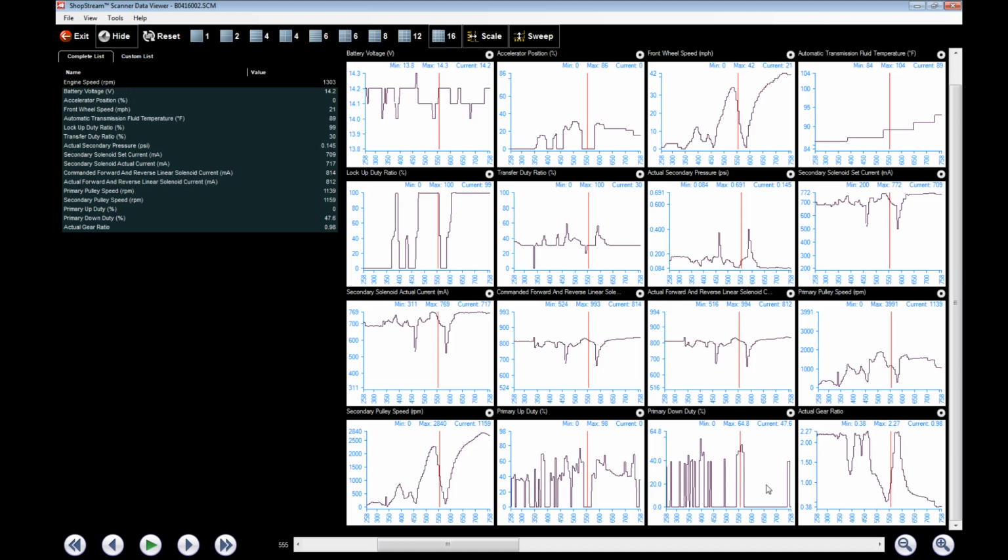So those are the main PIDs in transmission data 1. These are all good PIDs off a good working vehicle, and we'll move on to the next set of PIDs.